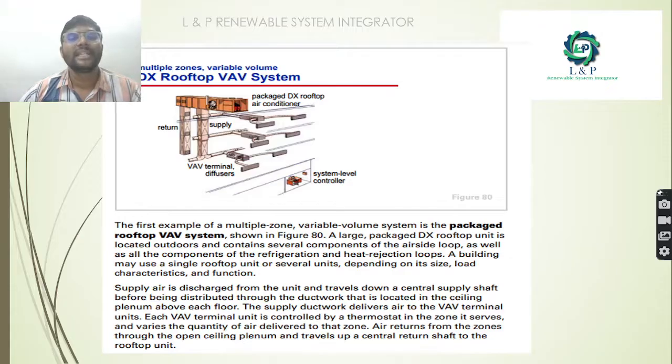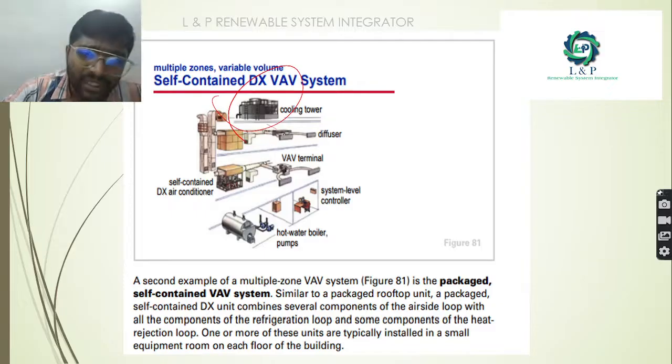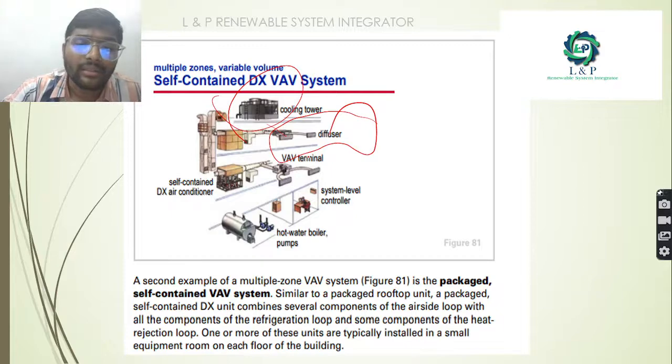So the next most important thing is the DX rooftop VAV system. As you can see, the packaged DX rooftop air conditioners. These VAV terminals will act as diffusers. These are the things which are going to happen inside the system level controllers. As you can see here, if you plan to use a self-contained DX VAV system, we have a cooling tower, we have a VAV, and also a diffuser to supply inside the concerned room.